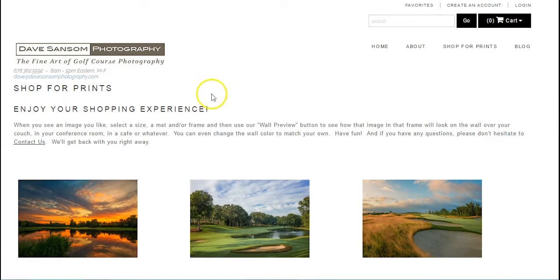The next thing I see, well, you have a good tagline here. I noticed that a lot of websites, especially art websites, don't have a tagline. And that is not good because you want people, when they come to your site, to immediately know what you're about and what you have to offer them. So a tagline can help you achieve that goal. And you have the fine art of golf course photography, so that's good. So that sort of reaches out to your target audience.